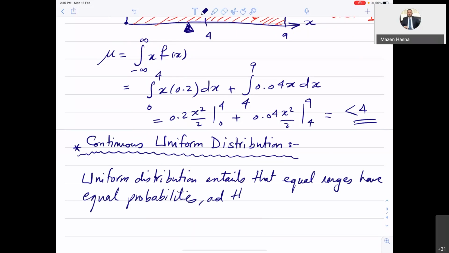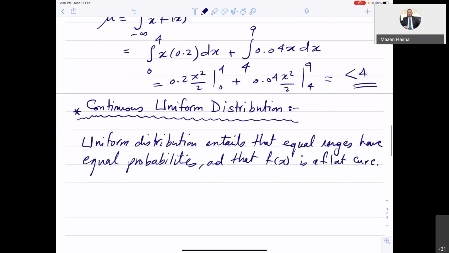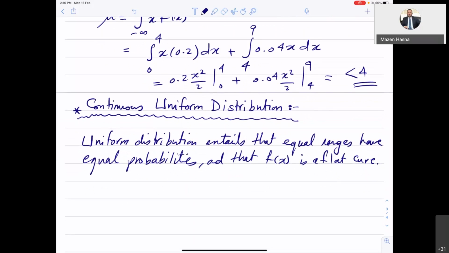And that f of x is a flat curve. So f of x is just a straight, horizontal line. It does not go up and down because all ranges have equal probability.